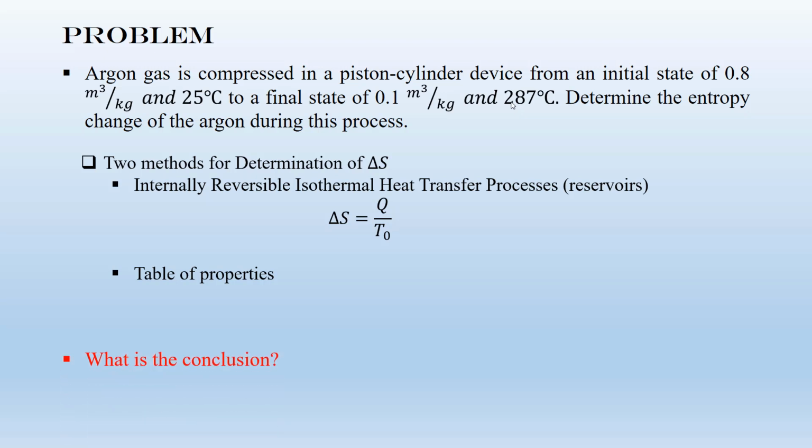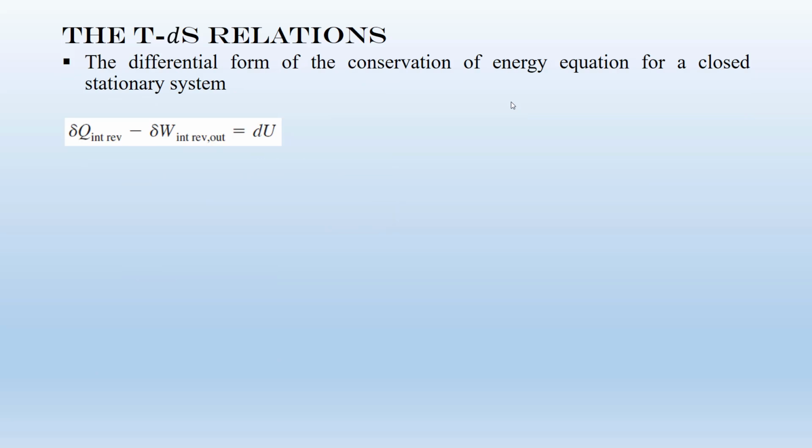Okay, guys. Probably you couldn't find any table for argon. This is normal. The conclusion is that we need another method to calculate delta S, correct? You just have tables of properties for a few substances. So we need to develop some new methods to calculate delta S for different substances. So what is the third method? You can use the TS relations. What is the TS relation, guys? Assume that we have a closed stationary system, and then you can write the differential form of the energy balance.